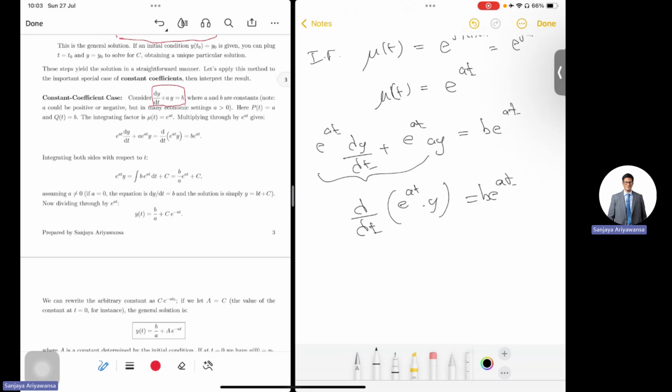And then I take the integral on both sides with respect to dt, such that I can make y my subject. Take the integral with respect to dt for both sides.